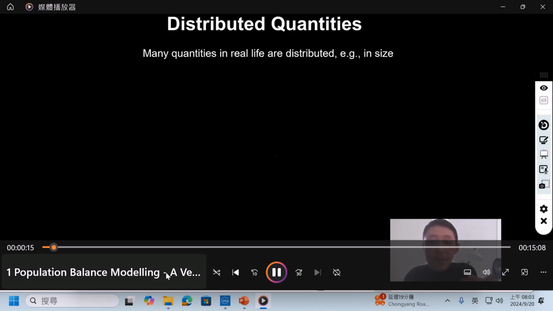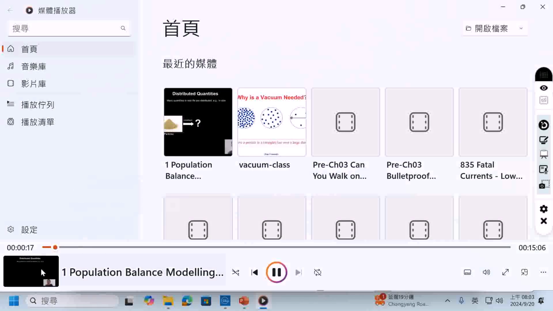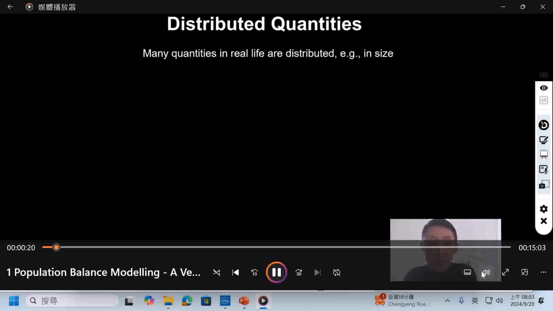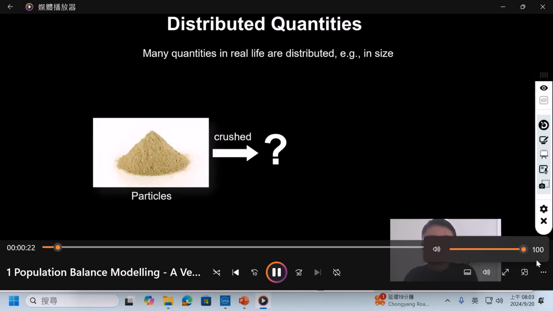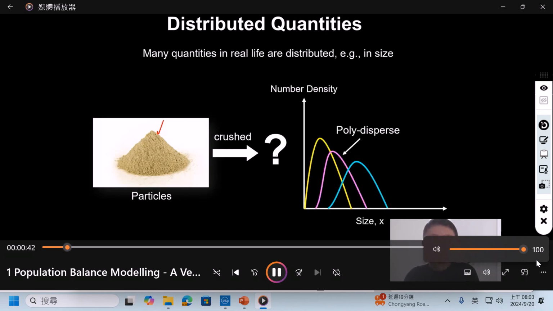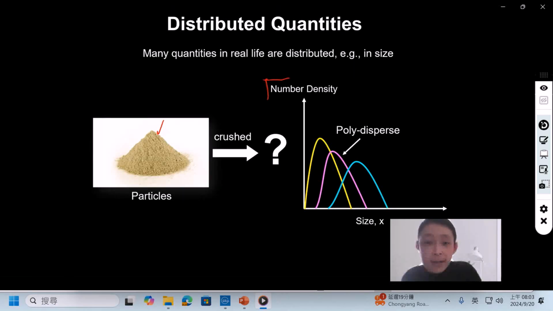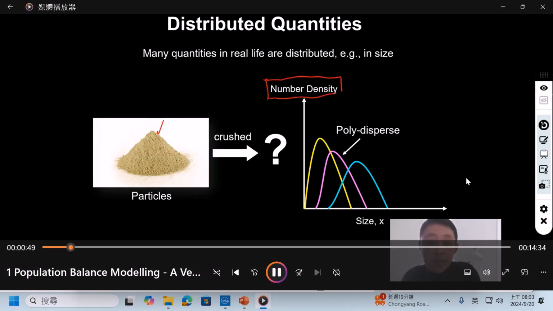In real life, many quantities are distributed. For example, they will be distributed in size. If you look at a bunch of particles, and you sample these particles and count the number of particles for a particular size, you'll be able to build a distribution curve that looks probably like this. Let's just call this distribution the number density.